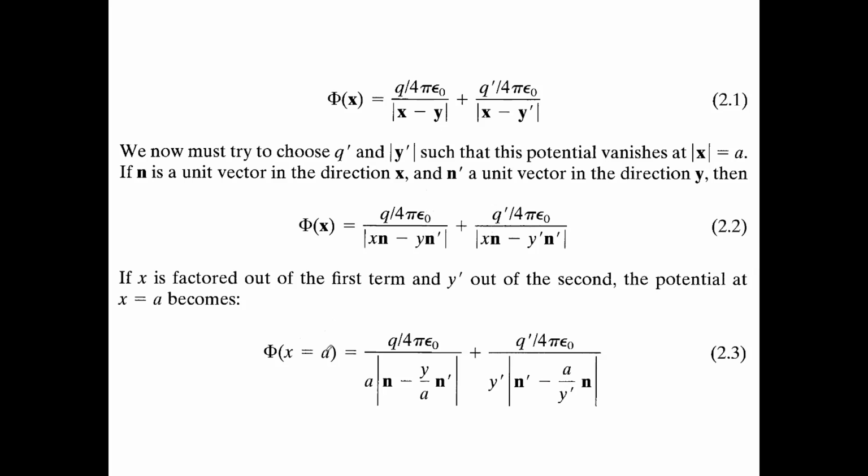Let's say if x equals a, then you will get a times n subtracted by y n prime, a times n subtracted by y prime n prime. For the left term, let's take out a. If we take out a, what is inside the bracket is n subtracted by y over a. And here, if you take out y prime, you'll get the equation here.